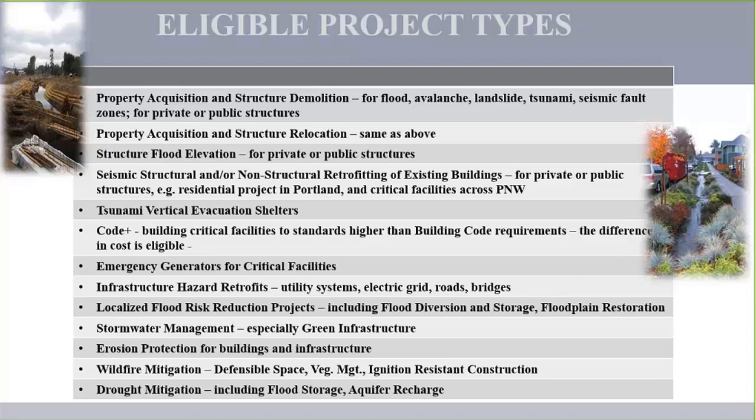So, we have a lot of very common project types, as Brenna was talking about, property acquisition and structure demolition for flood. But it's not just for flood, for avalanche. Yeah, we've done that in Alaska. Landslides, tsunamis, seismic fault zones. In California, they have mapped fault zone fracture areas for private or public structures. This is something a lot of tribes are not aware of, is that the FEMA grant funding can be used for private structures as well as public structures.